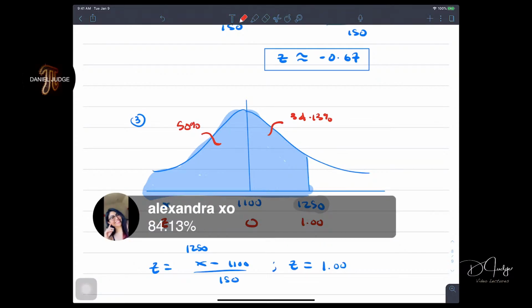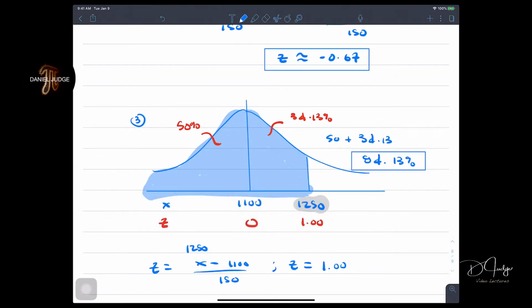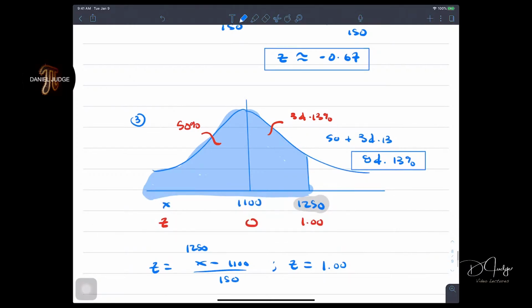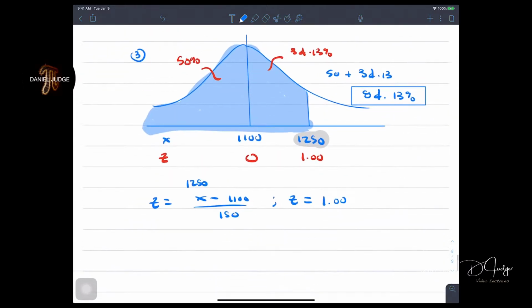Okay, and we already have somebody saying, guess what? You're going to have to take that 50 plus 34.13, and yes, you'll get 84.13% of the bow. So what that means is 84.13% of this situation's incomes are no more than 1250 or less. So you're right, thank you. This is how we get the answer. Thank you, Alexandra. Anybody else get this 84.13? All right, anyone else?